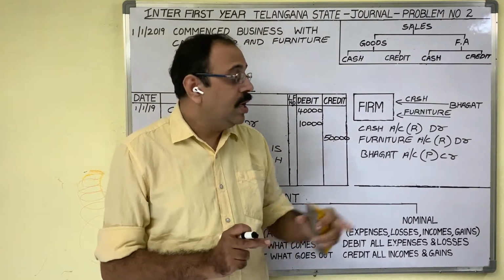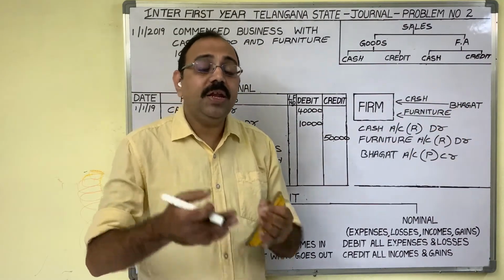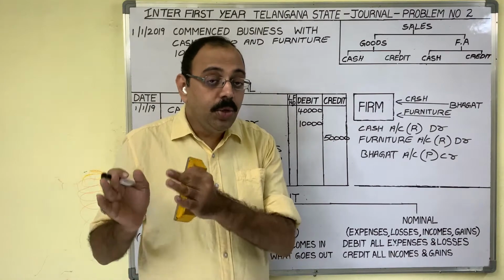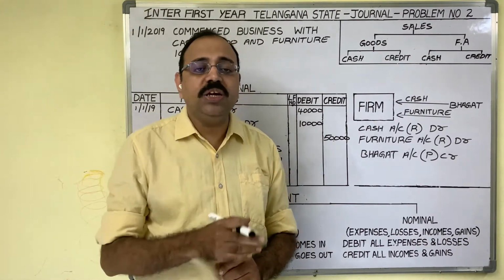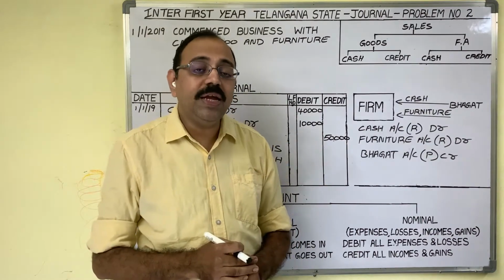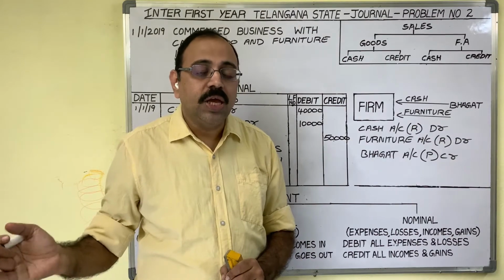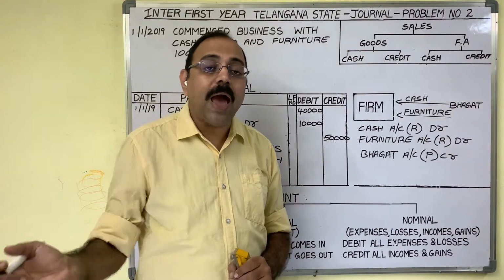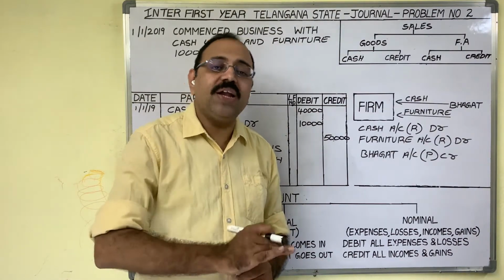For example, Bhagat is going to start one stationery shop and in his house there is one new, unused fan. Now, why purchase a fan from outside for shop purposes? What did he do? Not only cash from his house, he brought that fan also. So, capital is in the form of cash and furniture.